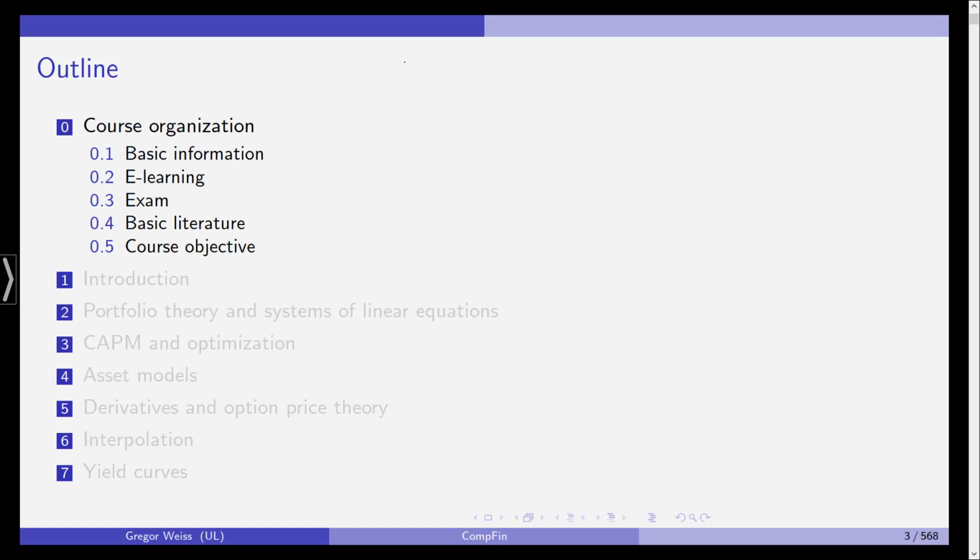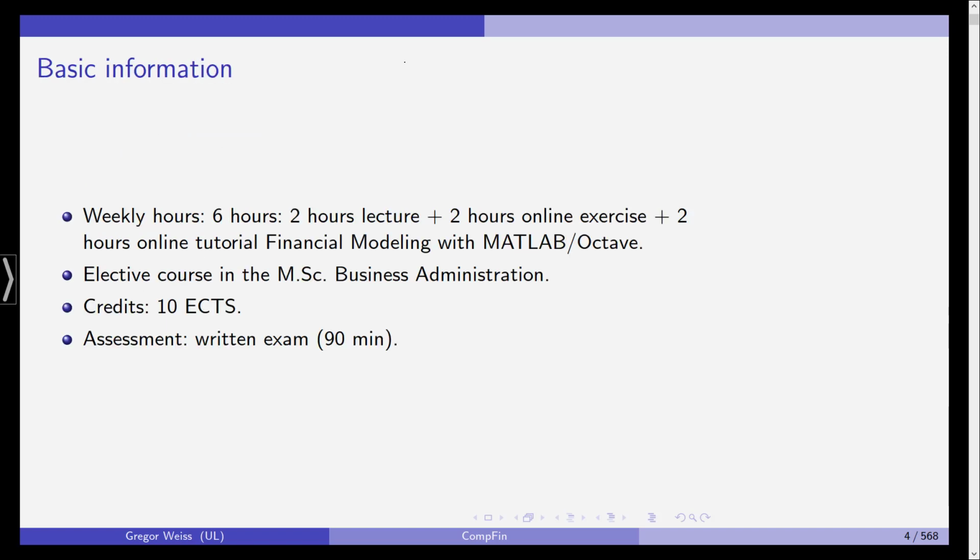Okay, so let's start with the basic course organization. I want to give you some information what this module entails, what the e-learning support is, what the exam looks like, and some basic literature and what I'm trying to achieve this semester.